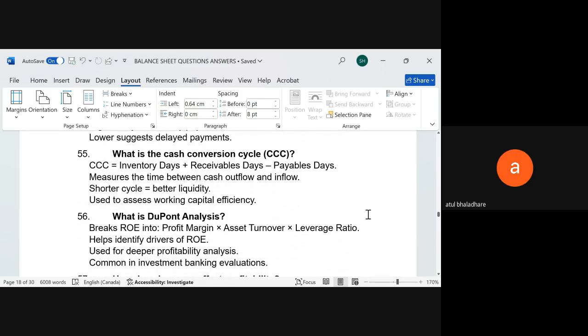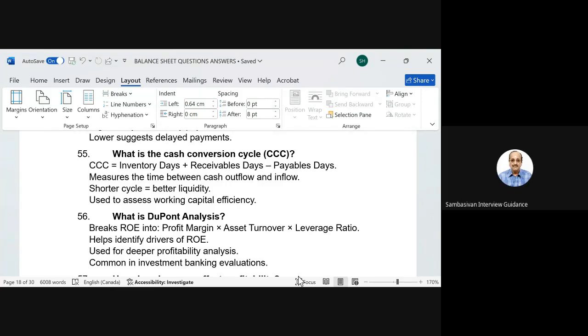Correct. Next, 55. What is the cash conversion cycle? Cash conversion cycle equals inventory days plus receivable days minus payable days. It measures the time between cash outflow and inflow. A shorter cycle means better liquidity, used to assess working capital efficiency.